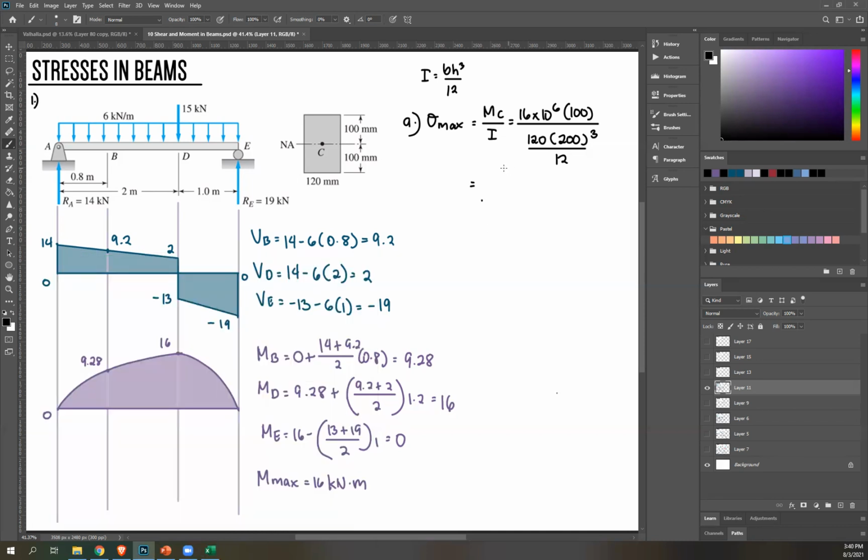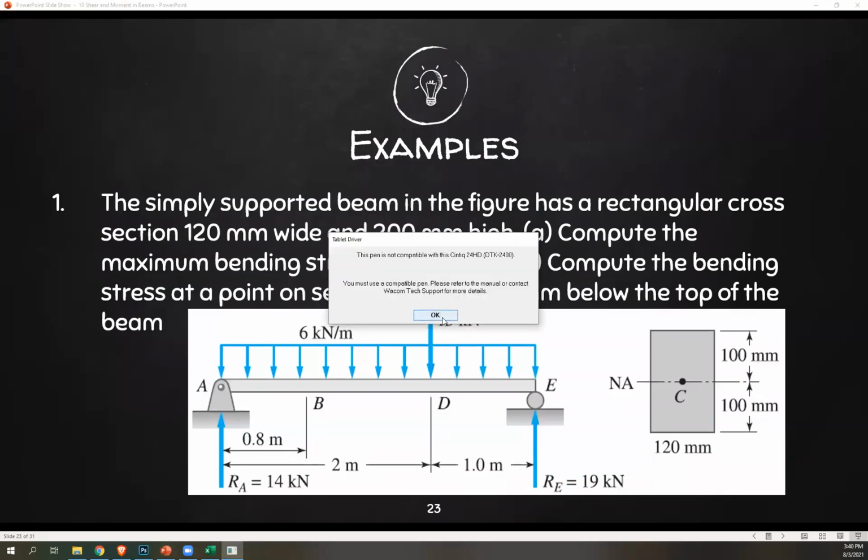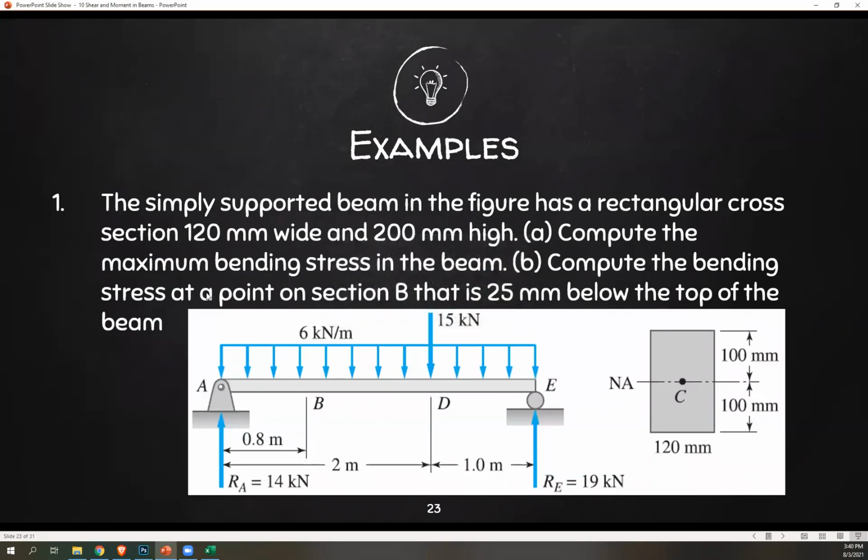Okay, it's just 20. And again, all our units are in Newton and millimeter. So this is MPa for stress. Okay, so unit is the same even though this is like shear stress. MPa pa rin. And then how about letter B? Compute the bending stress at a point on section B. This is your section B. That is 25 millimeters below the top of the beam.